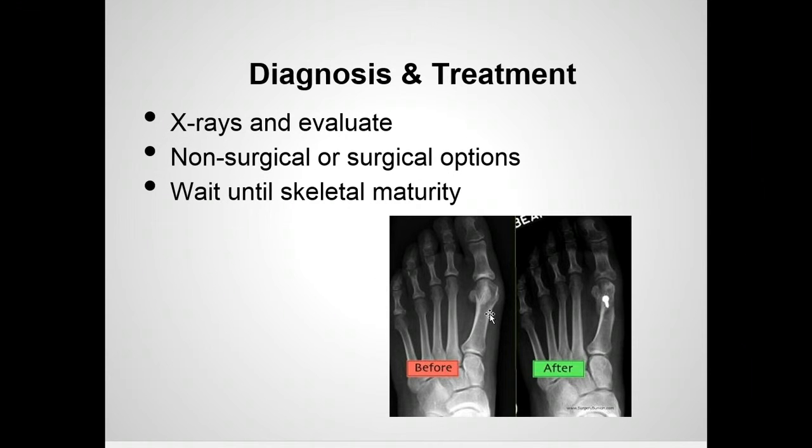How do we diagnose it? We usually get x-rays. We like to look at an angle between the bunion. So here's before and after surgery. You can see this large angle right in here. This is called the first intermetatarsal angle, and this is quite large, and it needs to be brought back over.